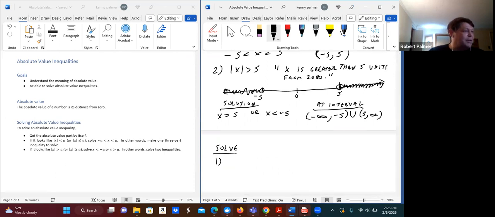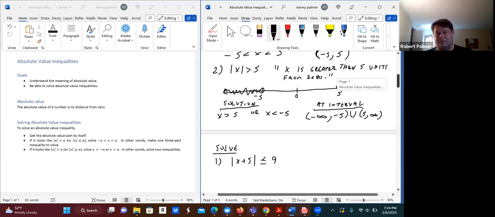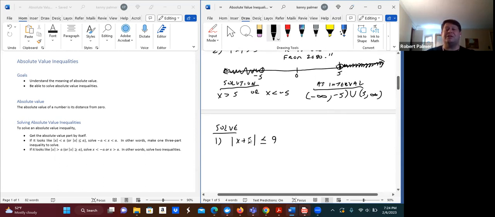So let's look at our first example, a few basic ones, to get the feel for it. Okay, so first, let's say we have this: the absolute value of x plus 5 is less than or equal to 9. What this says is, whatever x plus 5 is, its distance from 0 is less than or equal to 9.